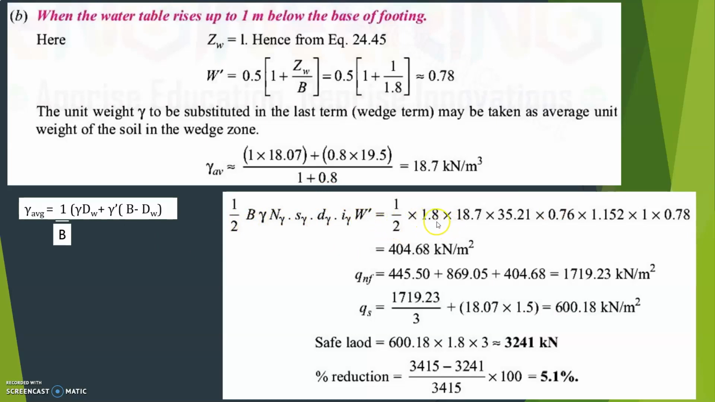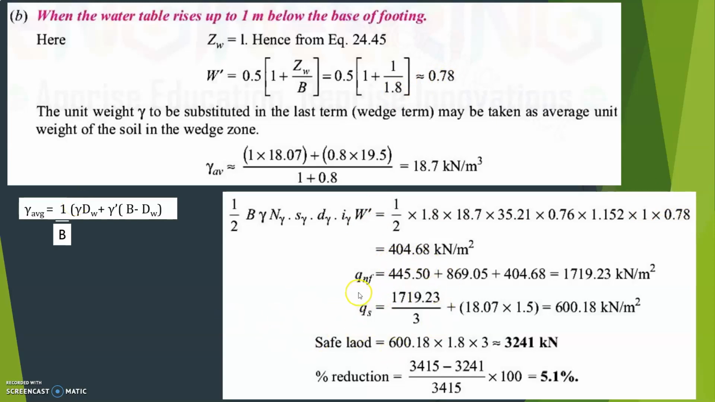Half into B is 1.8, into gamma is 18.7 here, the calculated value, gamma average value, into N gamma is 35.21, S gamma is 0.76, D gamma is 1.152, I gamma is 1, into W dash, that is equal to 0.78. So we get 404.68. The remaining thing is same like how we have calculated in the first case.